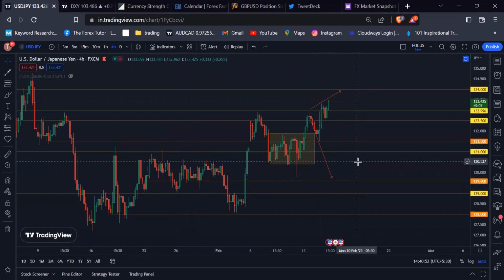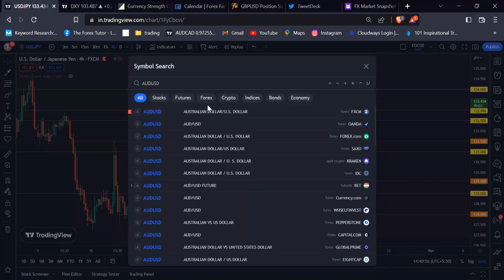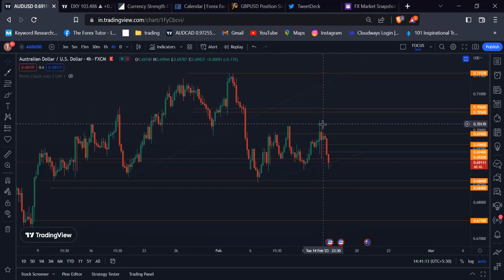My last pair is AUD/USD. If you look at the AUD/USD right now, after the US CPI data release it retested around the 0.70500 psychological number, then it moved lower towards the 0.69208 psychological number.